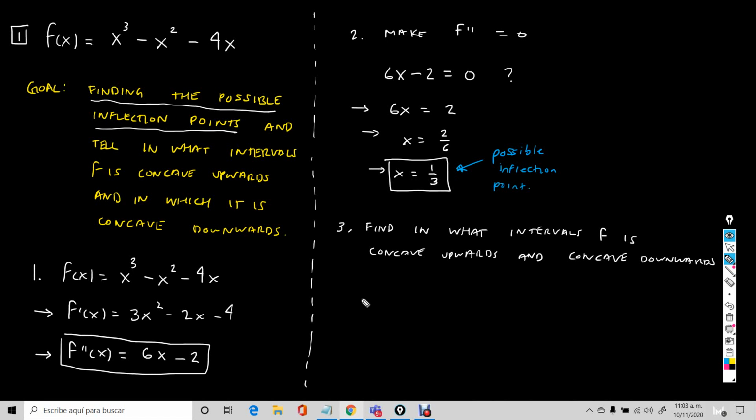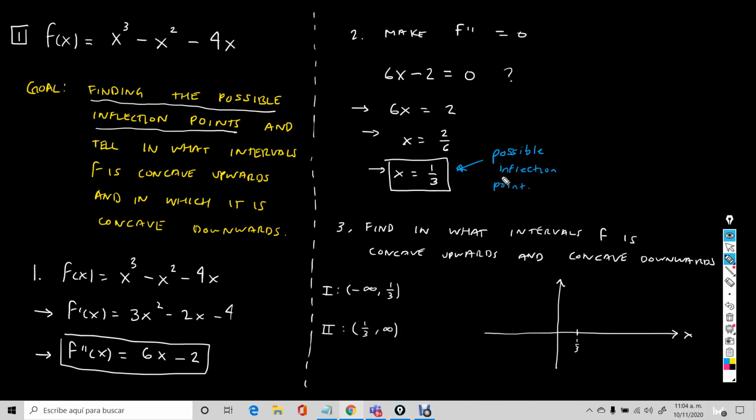One more time, I'm going to divide my x-axis. If I draw it over here, this is my whole x-axis, this is my y-axis, and this possible inflection point divides the whole x-axis into two parts. If we locate 1/3 here, then this number divides the x-axis into two intervals. Interval 1 is from -infinity to 1/3, and interval number 2 is from 1/3 to infinity.